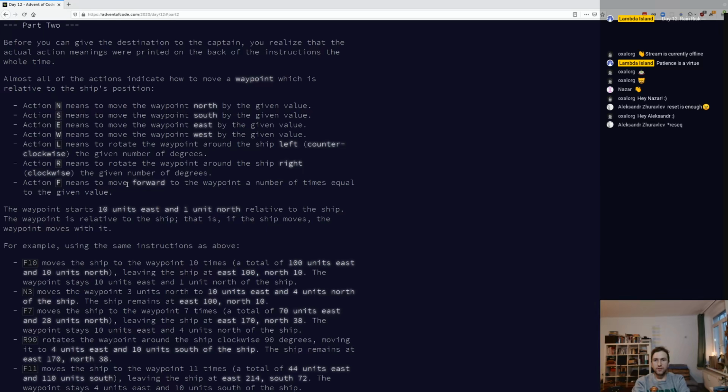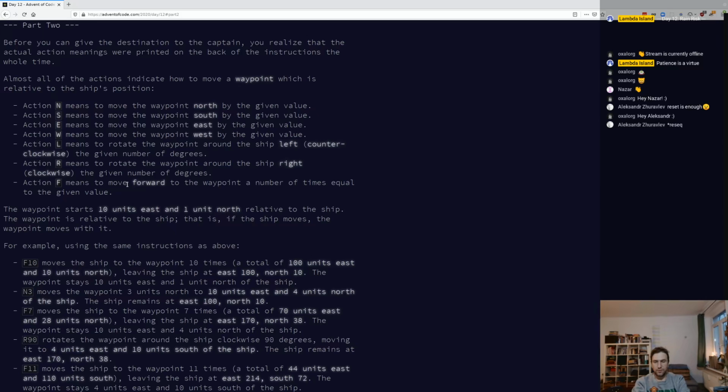Almost all of the actions indicate how to move a waypoint, which is relative to the ship's position. So we're not moving the ship's position, we're moving a waypoint. The waypoint starts 10 units east and 1 unit north relative to the ship. The waypoint is relative to the ship, that is, if the ship moves, the waypoint moves with it.